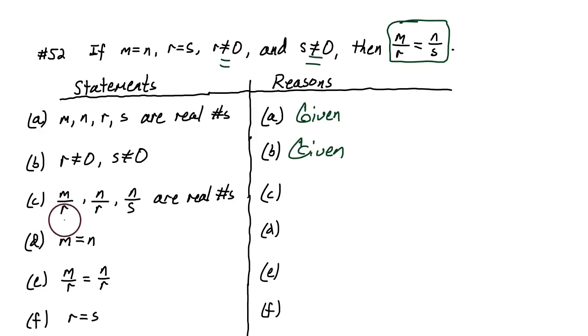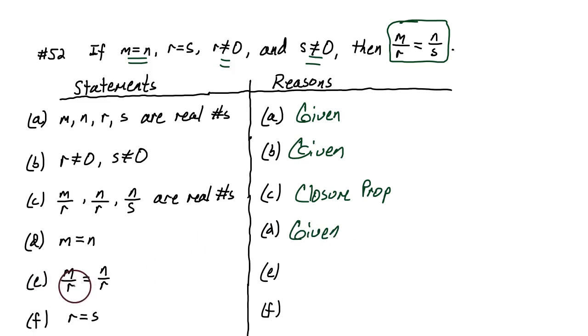Statement C. How come if we divide m by r, n by r, and n by s, we know that those would make real numbers? That is the closure property of division. If m is a real number, and you divide by r, which is a real number, you will get a real number. Statement D. Why is it okay to write m equals n? That's given in the first part of the sentence.